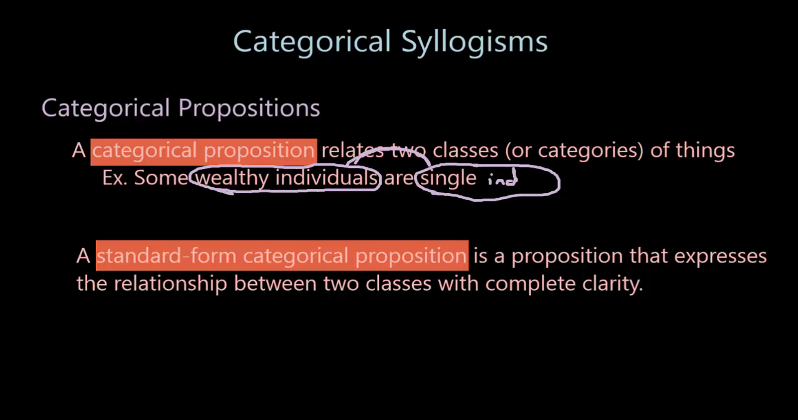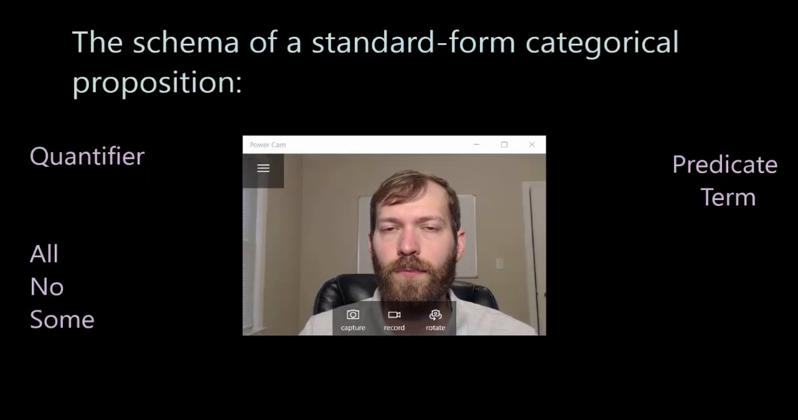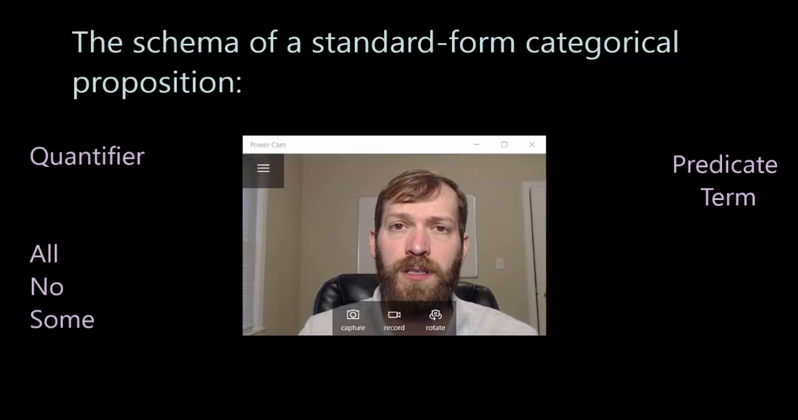So in contrast to a regular run-of-the-mill categorical proposition, we have what's called standard form categorical propositions. We make these because they express the relationship between two classes with complete clarity. That way, we get rid of any possible ambiguity that can happen in ordinary language when we don't have a standard form. When analyzing categorical syllogisms, we want to make sure that we're not going to fall victim to any ambiguity. So we want to be able to put any categorical proposition into a standard form.